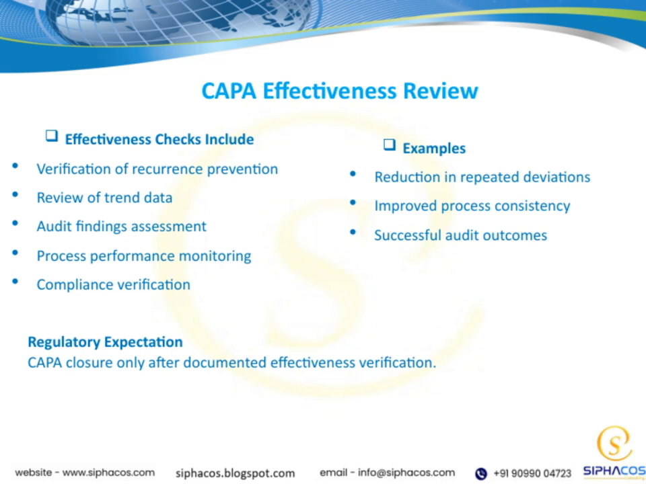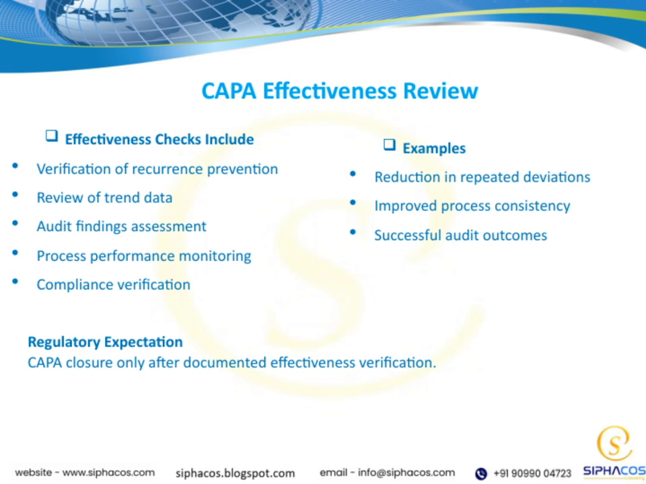Now, to ensure we're truly verifying effectiveness, we conduct a CAPA effectiveness review. This involves several key checks. First, we verify recurrence prevention, making sure the issue doesn't come back. We review trend data to see if the problem has been consistently addressed over time. We also assess audit findings related to the CAPA and monitor process performance to detect any ongoing issues. Finally, we verify ongoing compliance to confirm that the corrective actions are sustained.